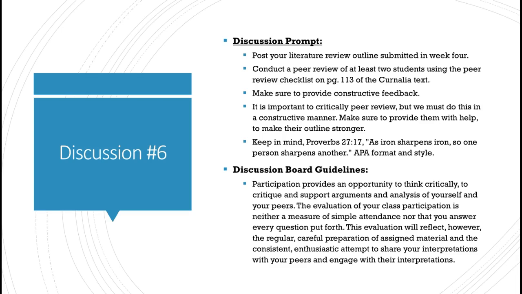So what you'll need to do is post your literature review outline that you already submitted in week 5. Pick 2 people's literature reviews to conduct a peer review, and then provide constructive feedback. Do make sure you are using the peer review checklist on page 113 of the Cornelia text. It's really important that we critically review these outlines so we can help people make them stronger and get that outside perspective. But do keep in mind that as iron sharpens iron, so one person sharpens another, we need to make sure that this is all constructive.